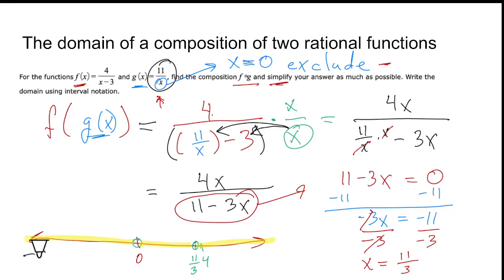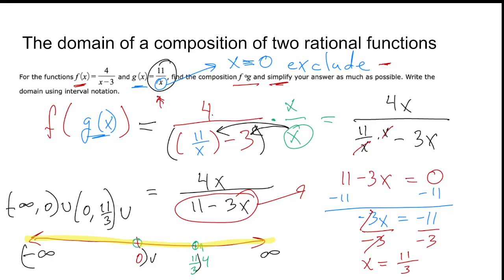Again, we've got negative infinity at this end and infinity at this end. So we can go from negative infinity to 0, and then from 0 to 11 thirds, and then we can go on. So the domain looks like negative infinity to 0, excluding 0, and from 0 to 11 thirds, excluding 11 thirds, and then from the other side of 11 thirds all the way to infinity. So this would be our domain. Again, a complicated way to write it, but if you do it out on a number line, it could be very helpful.